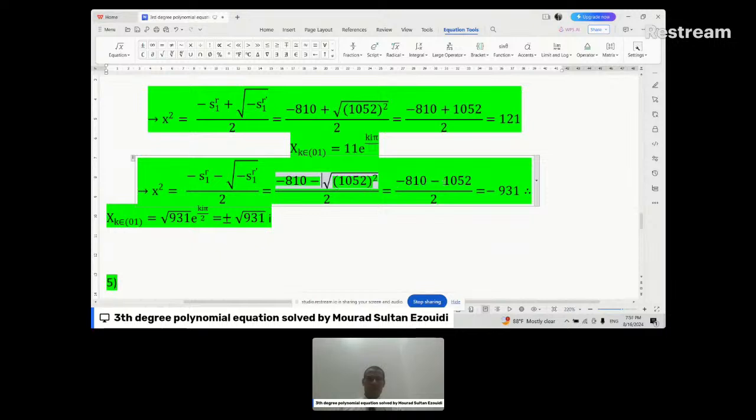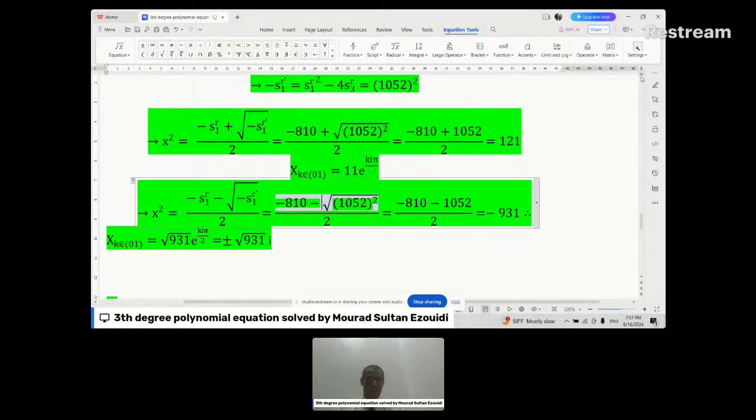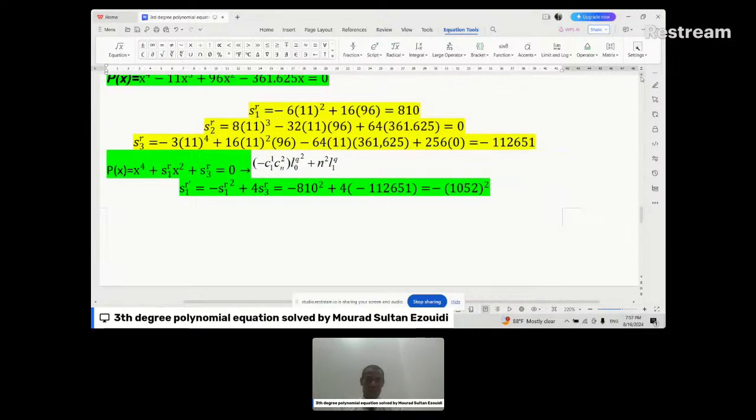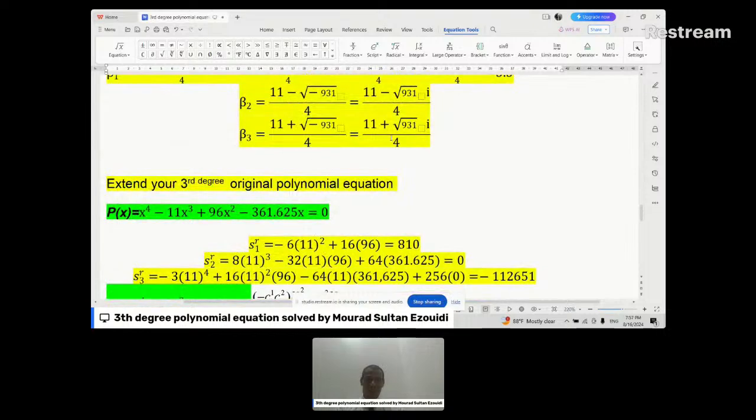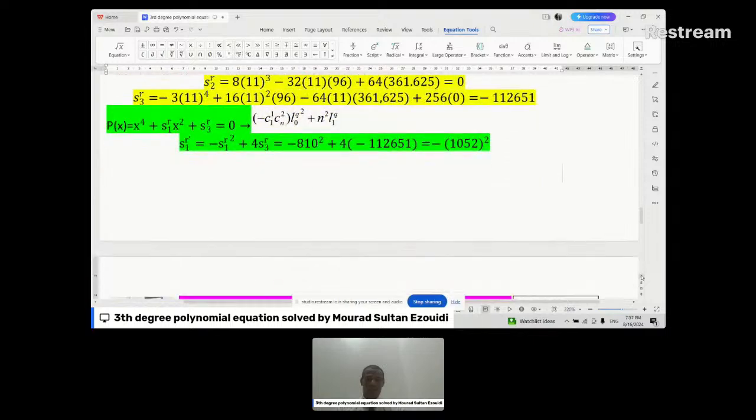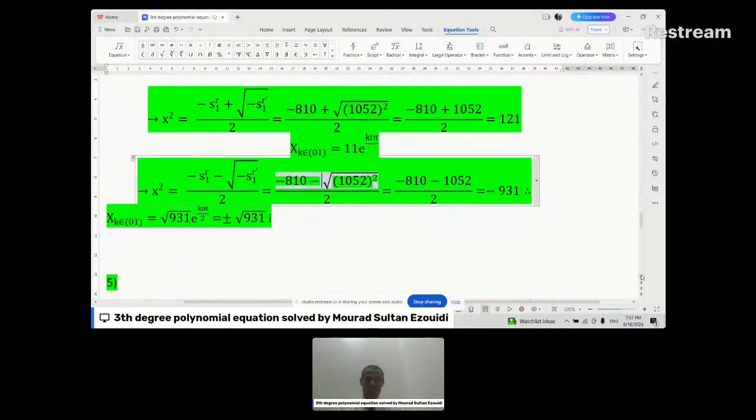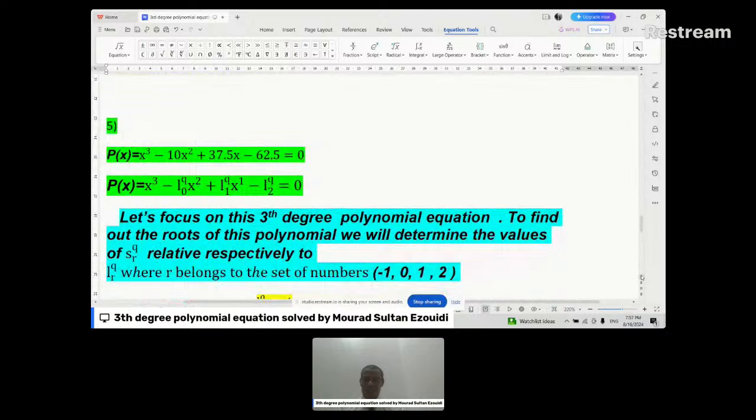Minus 810 minus 10,052 divided by 2 equal negative 931. Okay? Therefore, xk, x subscript k from 0 to 1 is root of 931 exponential ki pi over 2, which is equal, in fact, plus negative root of 931 I. That's why here, learners, it comes 931. Okay? You see here? I told you, please ask me after. Okay? Therefore, you obtained the exact x roots and the exact roots. Okay? Now this is the third example.